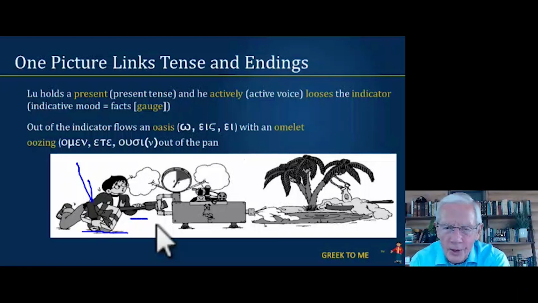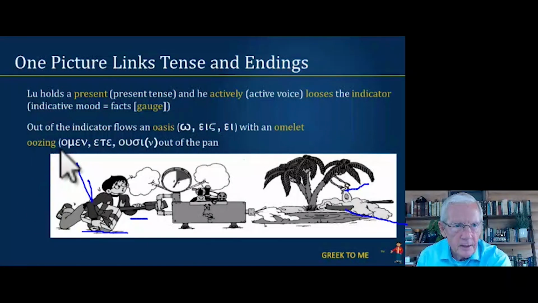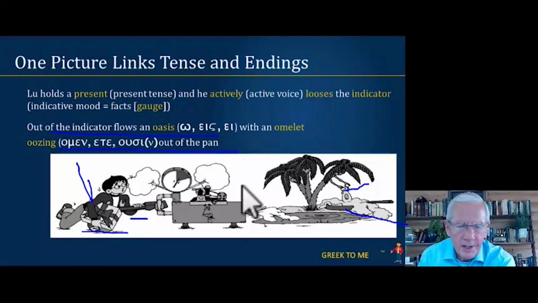Now notice here, flowing out of the indicator is an oasis. And look to the right here. We have an omelet right here that is oozing out of the pan. Now the word oasis is close to the endings for the singular. O, ais, ei. O, ais, ei, oasis. And the omelet that is oozing out of the pan reminds us of these endings: omen, ete, ousi. So one picture holds about 12 things together.